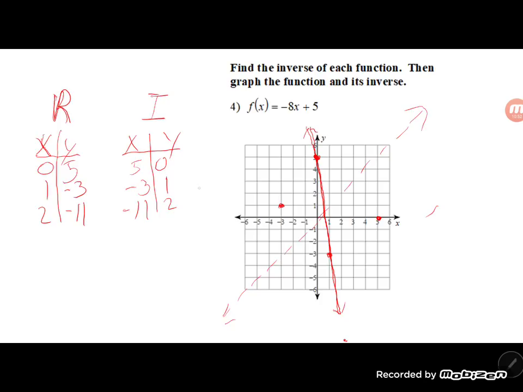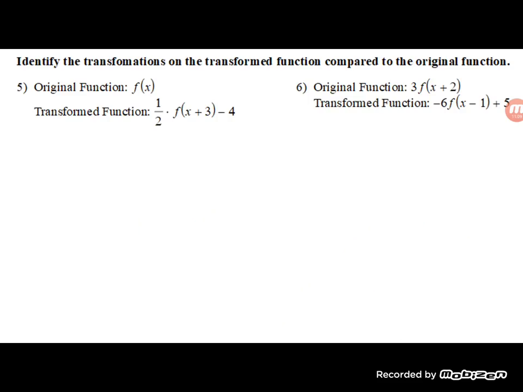So this is going to be over here, and we will then, with a better line, connect it like this. And now we go. Now, right, you can see how it's kind of perfectly reflecting, which is good. That means they are inverses. Okay, identify the transformations on the function compared to the original function.